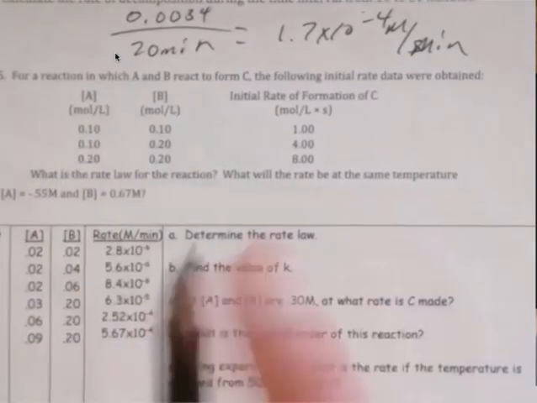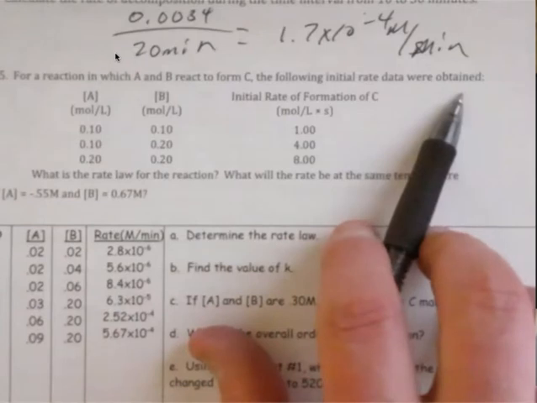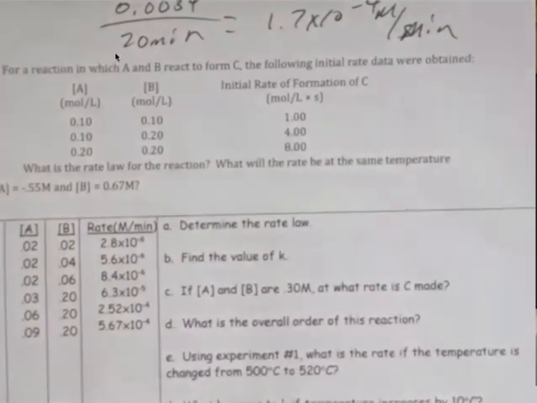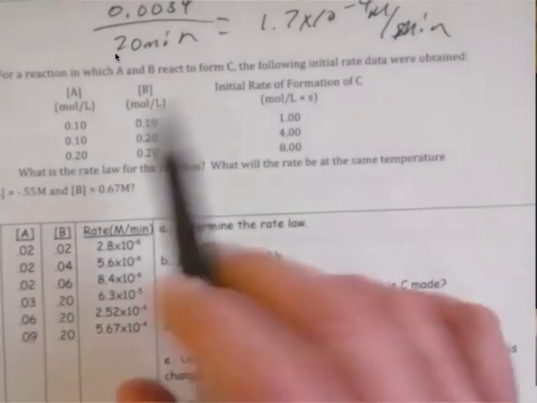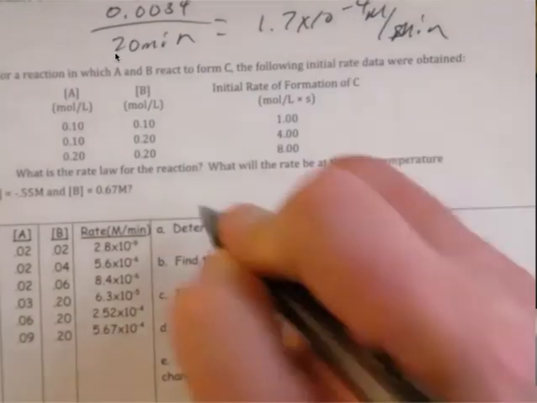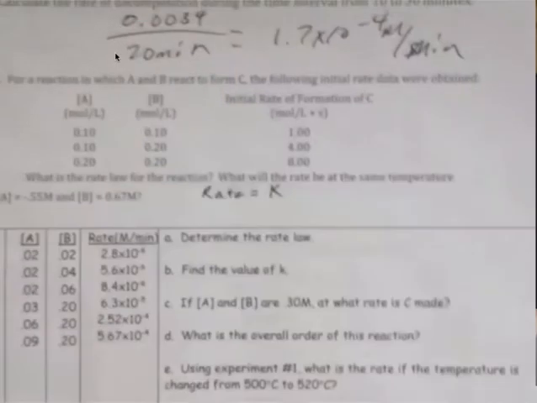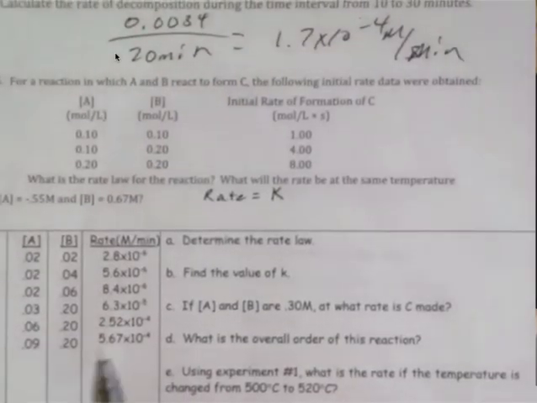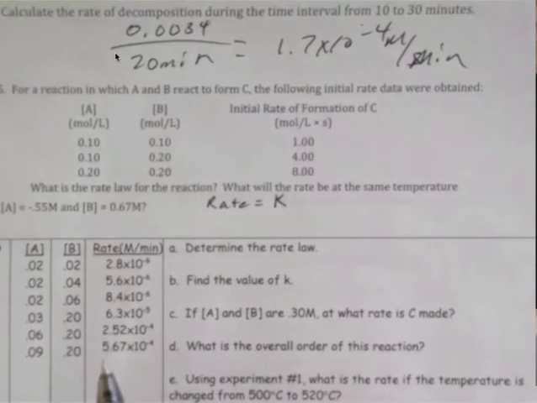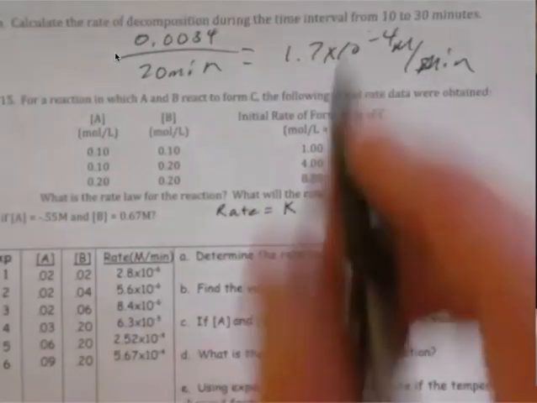For a reaction in which A and B react to form C, the following initial rate data were obtained. What is the rate law for the reaction? What does the rate law have? A, B, and C. A and B react to form C. The rate law only has what in it? A and B react to form C. What does the actual rate law have in it? A and B only, so it's only the what? Reactants, right?